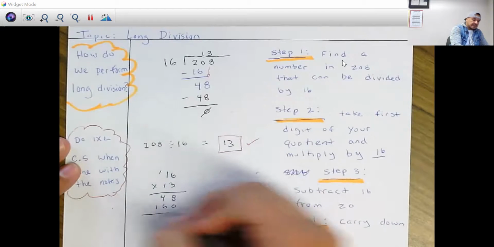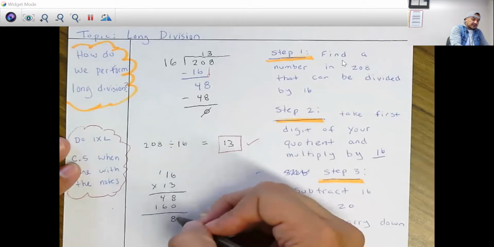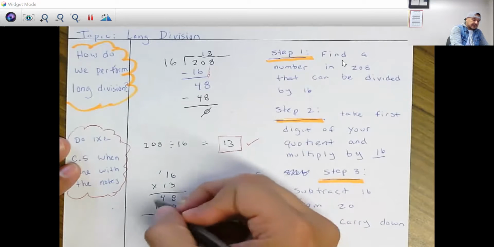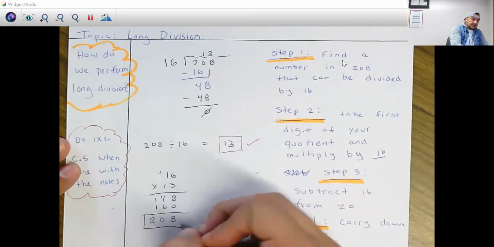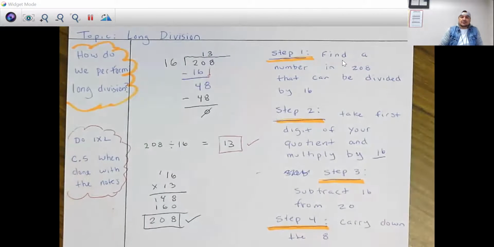1 times 1 is 1. And then we just add, right? 8 plus 0 is 8. 4 plus 6 is 10. 1 plus 1 is 2. And voila. Okay, our quotient works.